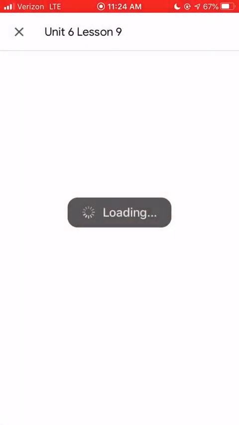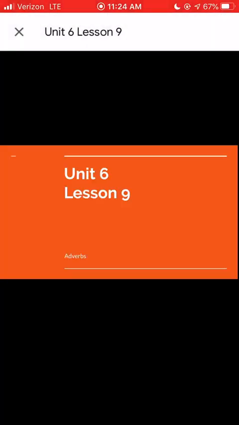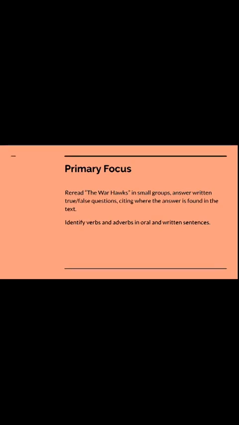Let's go to our primary focus slide and see what our goals are for this lesson. We are rereading the chapter called The Warhawks. I know it says in small groups, but you are going to do that independently on your own or with somebody at home. You're going to answer written true and false questions, citing where the answer is found in the text. You're also going to be identifying verbs and adverbs in oral and written sentences. Okay, let's go ahead and get started.